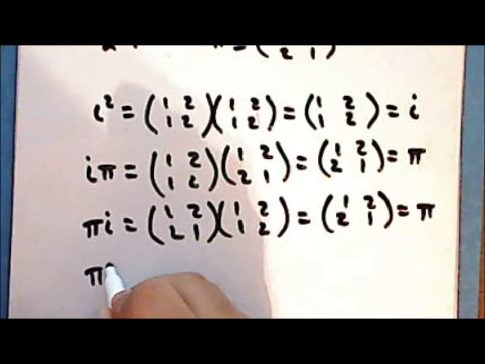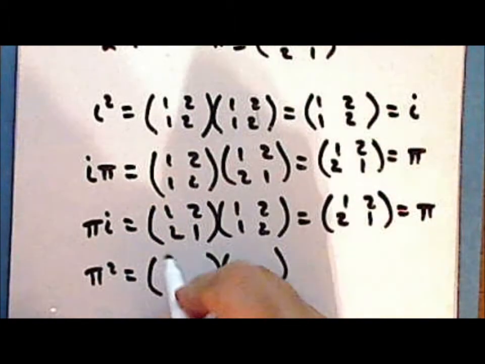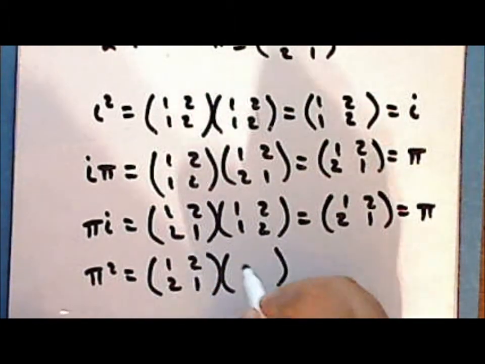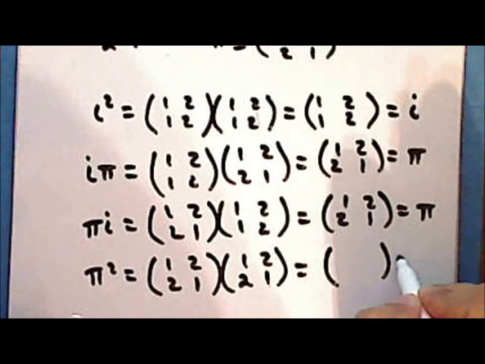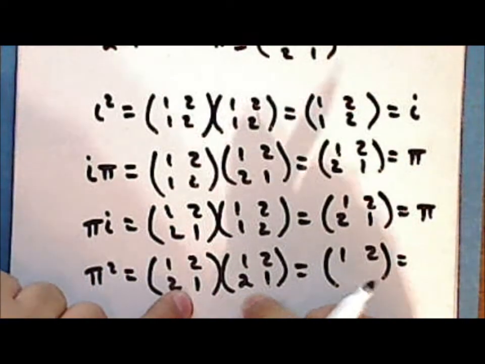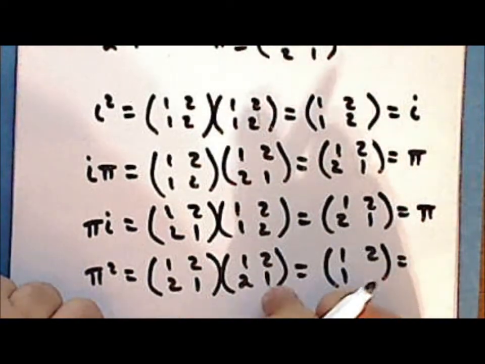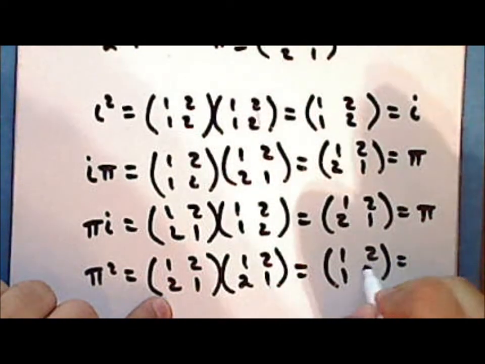So we look at pi squared. 1 is mapped onto 2, which is in turn mapped onto 1. 2 is mapped onto 1, which in turn is mapped onto 2. So this is the identity.